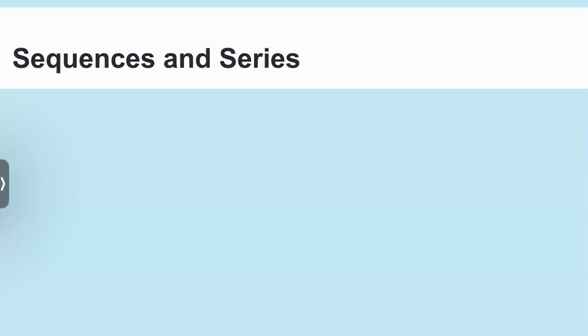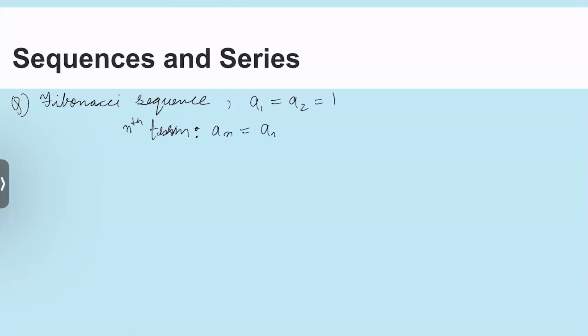Okay. So we did see a very unique kind of sequence as an example, that was the Fibonacci sequence. So what was the Fibonacci sequence? Suppose you are given the Fibonacci sequence, where your first two terms are both equal to 1, and the general form where your nth term can be written as an is equal to a(n-1) plus a(n-2), and over here n is going to be more than 2.